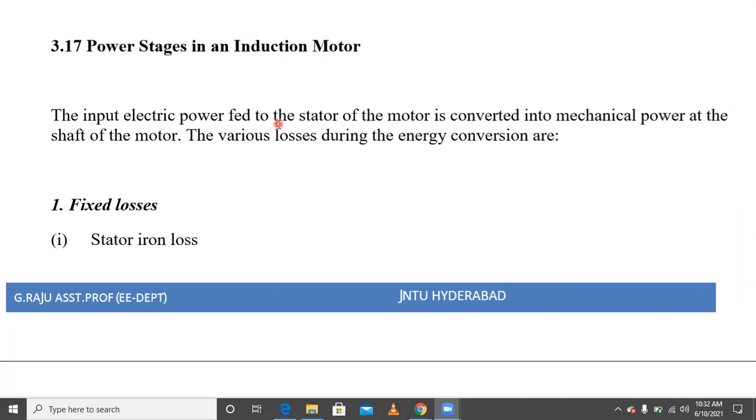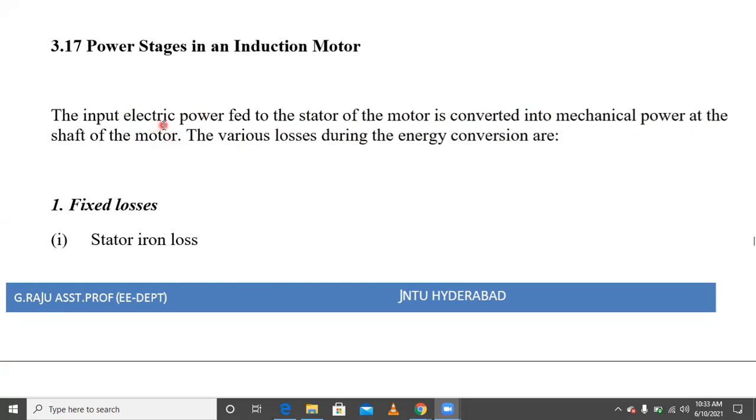In converting electrical to mechanical, a considerable amount of power loss takes place, and the power conversion also takes place. Same as the transformer action, the induction machine works on transformer action. Energy conversion takes place here. The input electrical power fed to the stator of the motor is converted into mechanical power at the shaft of the motor.